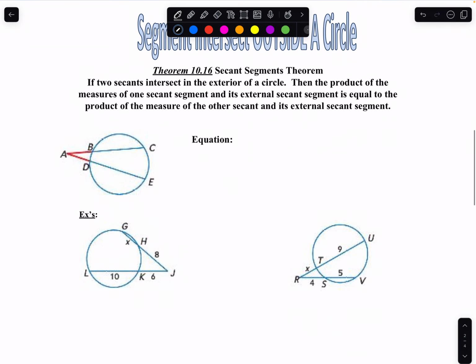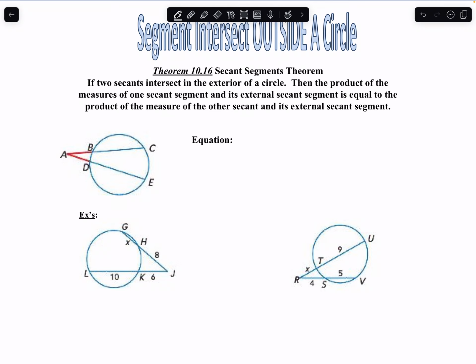Notice how in this scenario, we're going to be talking about segments that intersect outside of the circle. So here I have two secants that intersect on the outside, and they form an angle. So we have a general scenario here. The way we're going to do the setup is we're going to say the portion of the outside, the smaller piece, multiplied by the entire length will equal this smaller piece multiplied by the entire length, the entire distance.